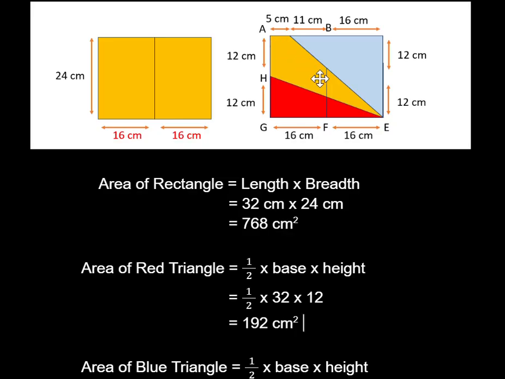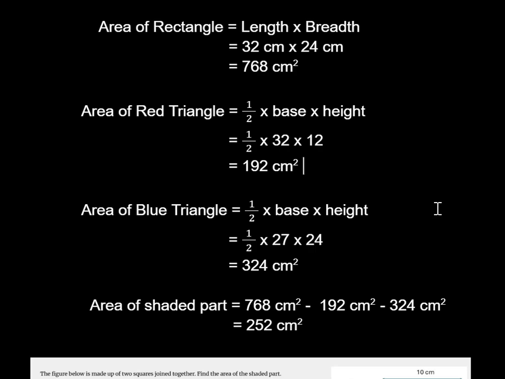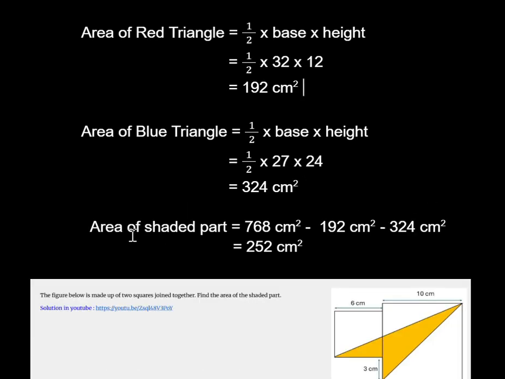So to find the area of the shaded part, you take the two rectangles, subtract away the red triangle, and subtract the blue triangle as well. So you get 768 minus 192 minus 324. You get 252 centimeter square. Okay, so that's the second solution.